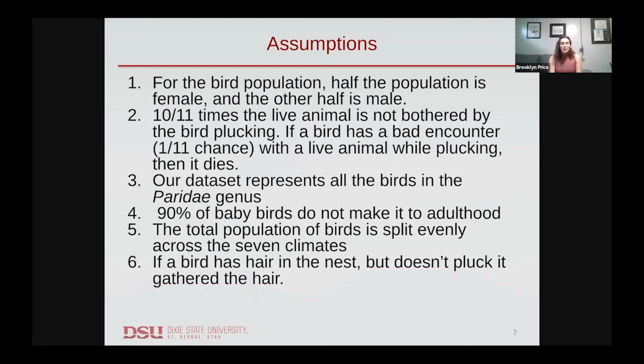And then we also made the assumption that the total population of birds is split evenly across 7 climates. We wanted to factor in different climates into our model, and so we just made this assumption to make things a little bit easier for us. And then finally, our last assumption is that if a bird has hair in the nest but doesn't pluck the hair from a live animal, then they must have gathered the hair.